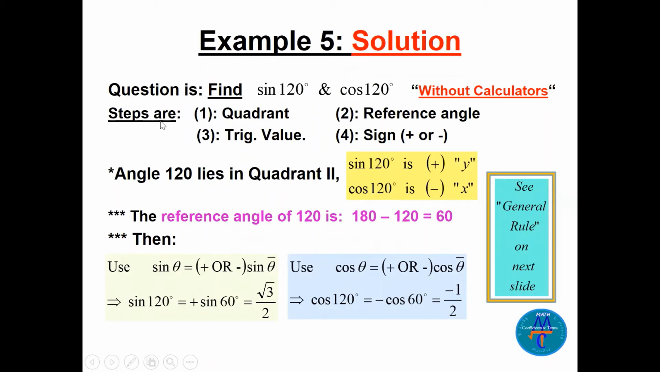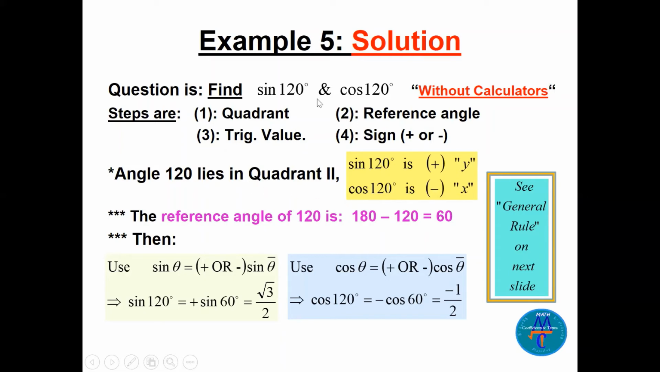Let me explain it in one slide. Now look at the steps here. Step number 1, the quadrant. Step number 2, find the reference. Step number 3, trigonometric value. And step 4, the sign, the plus or minus. So the angle 120, which quadrant? Quadrant 2. Before you start, you say sine 120 is positive, because that's y over r. The cosine is negative. So at least we know this is a positive number and this is a negative number before even we find it.